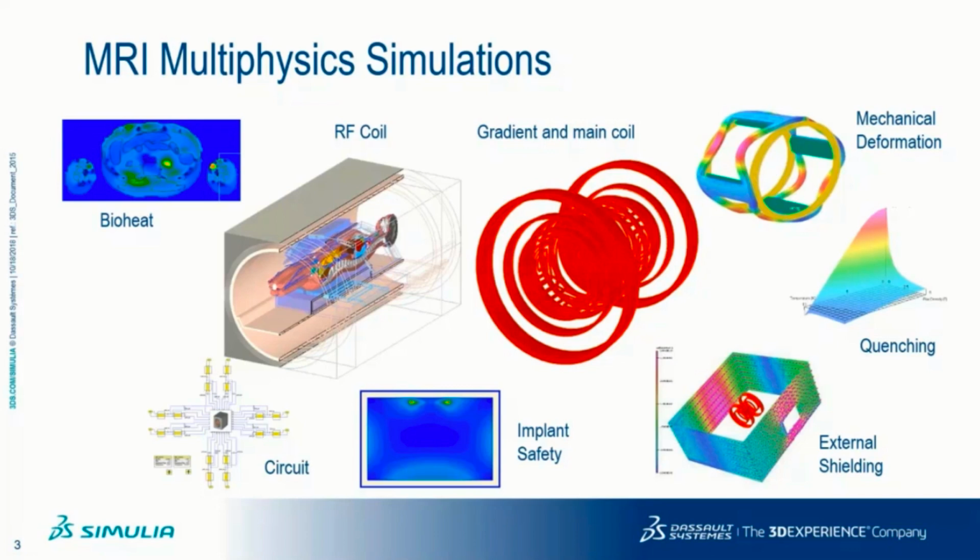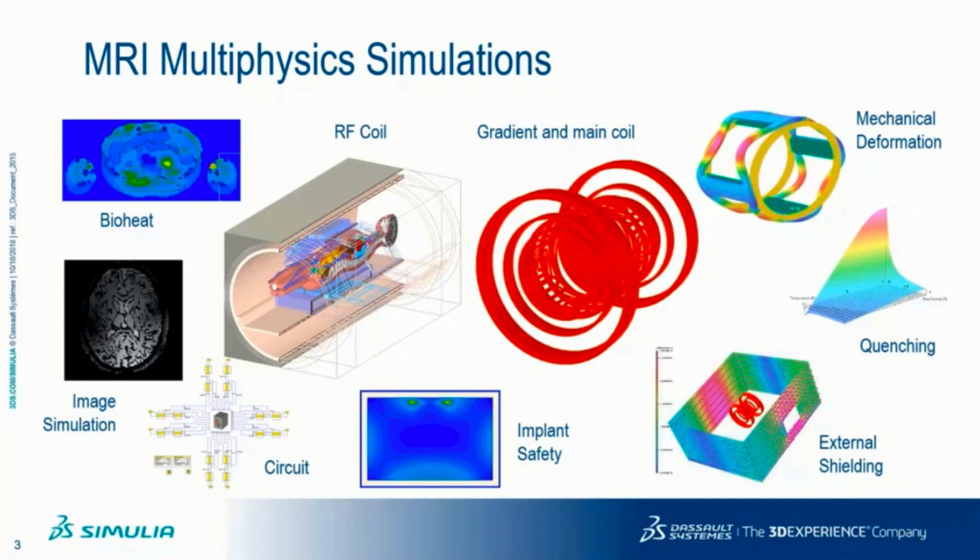And finally, to round off our multiphysics range of simulations, we may also want to see not only the magnetic fields, but how is the image in the end looking like. So we want to do a proper image simulation.